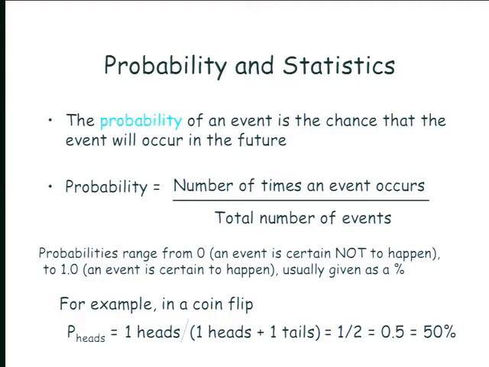All right, so the simplest example is a coin flip. The probability of heads in a coin flip is the number of times an event is going to occur. You're going to do one flip, so it's 1 heads, divided by the total number of possible events. Well, you could have heads or you could have tails. So 1 heads plus 1 tails. That gives you 1 divided by 2, which is, of course, equal to 0.5 or 50%. So flip a coin, you have a 50% probability of it landing heads.